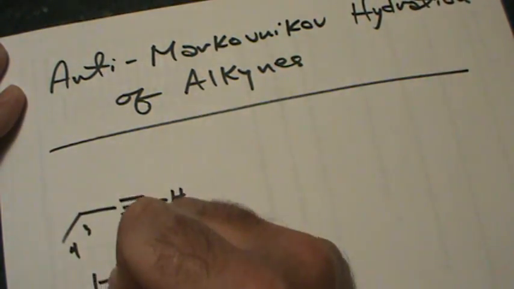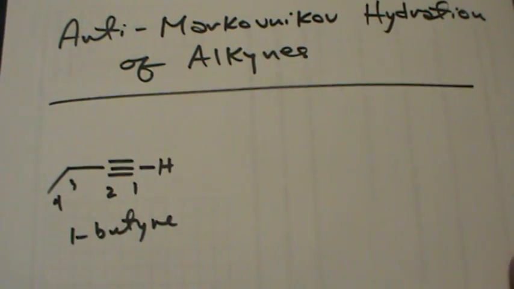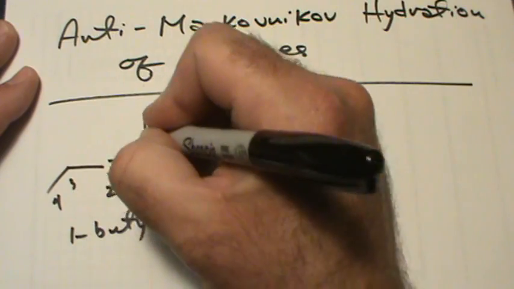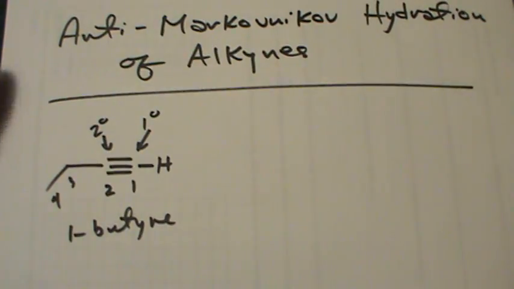So this one would be 1-butyne. And I'm choosing the terminal alkyne because of the uneven levels of substitution. Carbon atom number 1 is primary. Carbon atom number 2 is secondary.